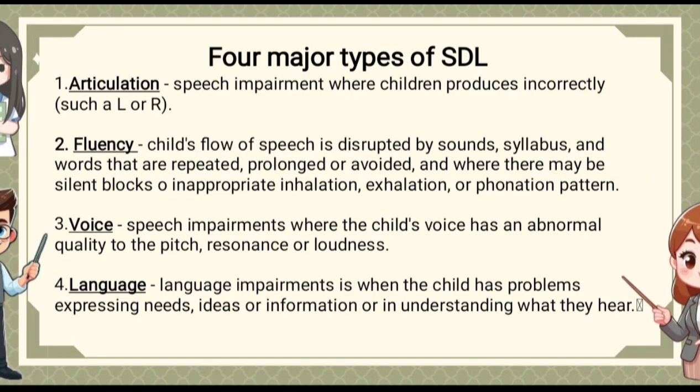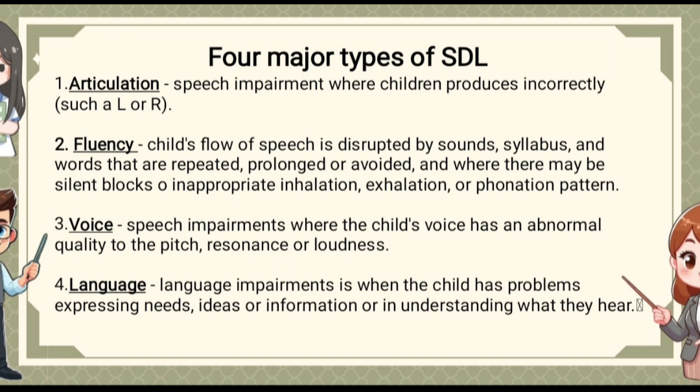We have here four major types of SLD, or speech language disorder. The first one is articulation, which is a speech impairment where children produce sounds incorrectly, for instance, the L or the R. For example, the word red, instead of red, they pronounce it as wed.